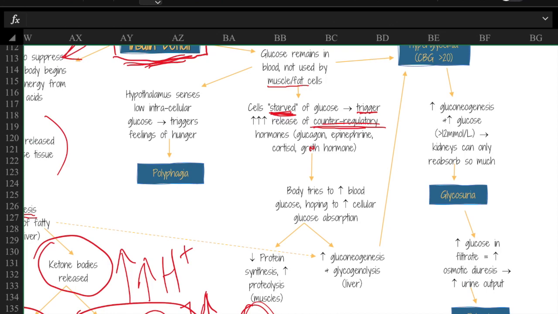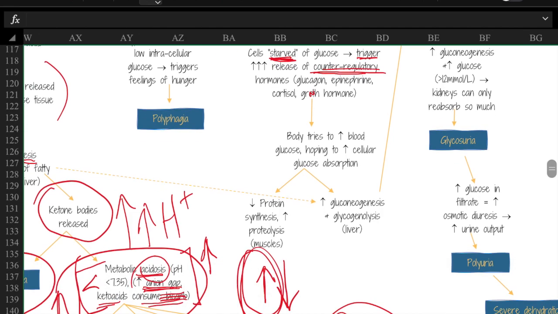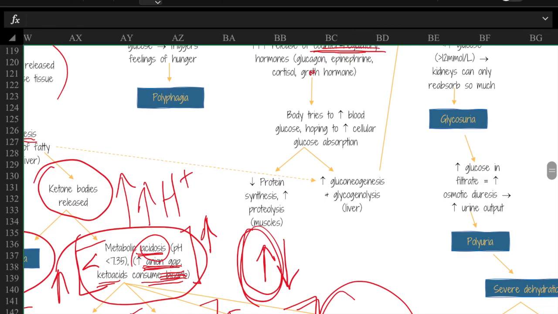And the hope is that if the body is thinking, if I can increase the glucose in the blood, then I can increase the amount of glucose that's going into the cells, not knowing that the reason the glucose isn't going into the cells is because it can't. There isn't enough insulin. So now we've got even higher glucose than we started with.